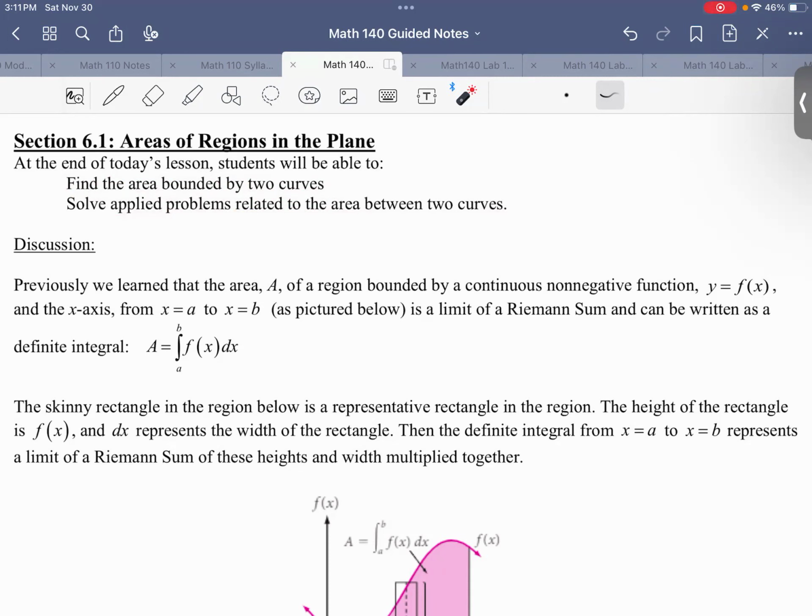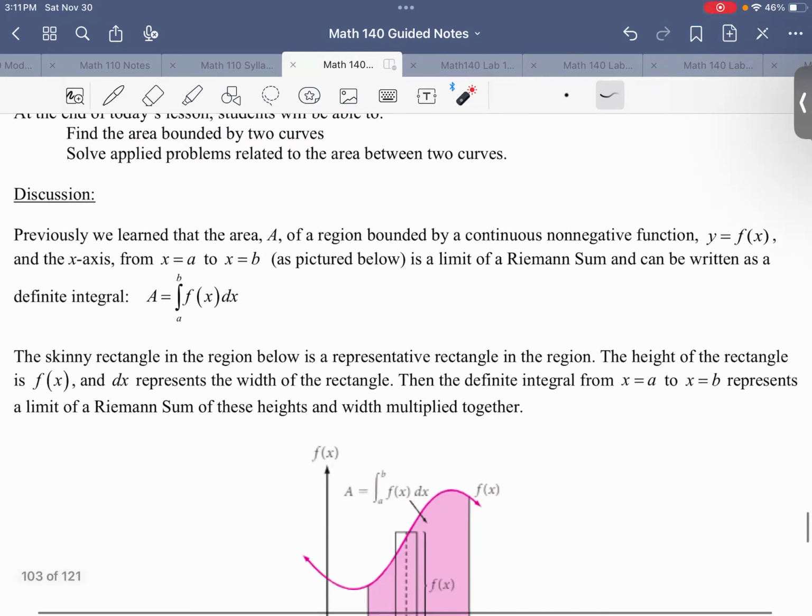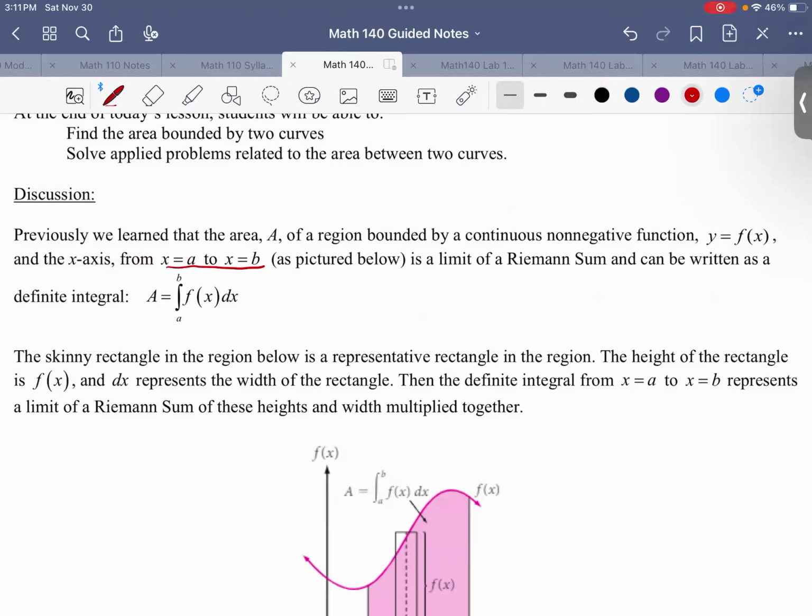So previously, we learned that the area of a region bounded by a function y equals f of x, the x-axis, and from x equals a to x equals b, those are just those vertical lines that we've grown accustomed to, is the limit of the Riemann sum and can be written as the definite integral, where area just equals the integral from a to b of f of x dx.